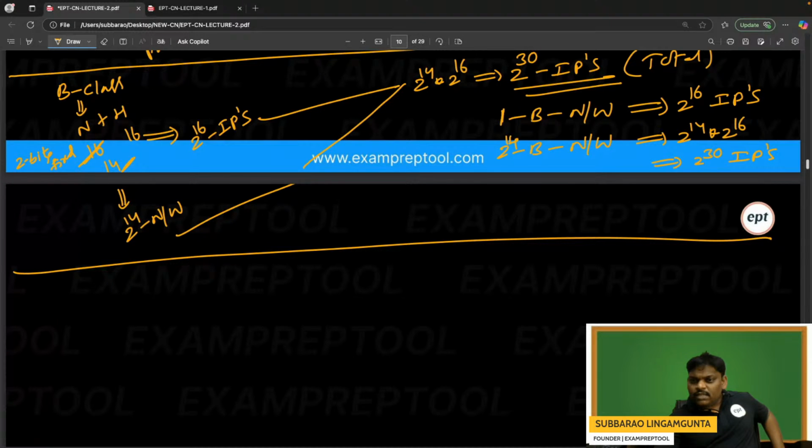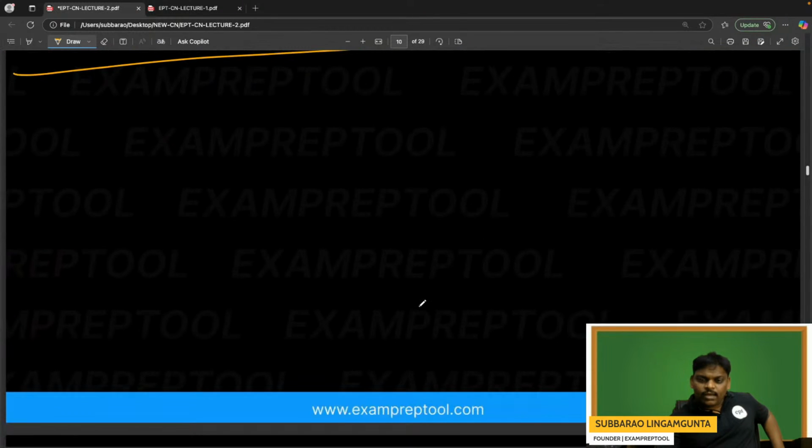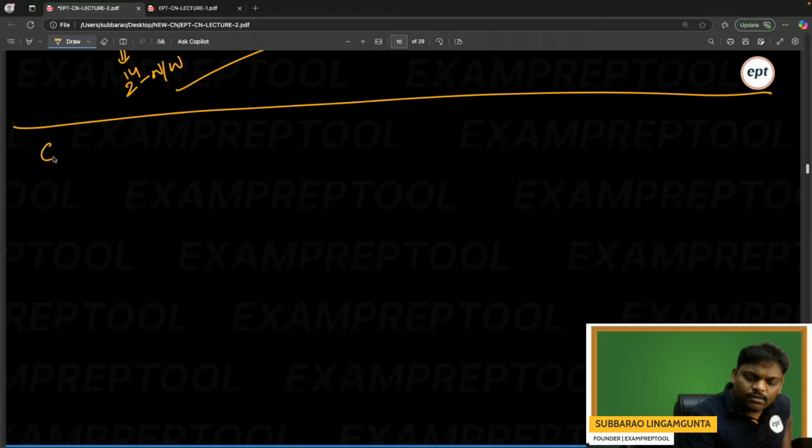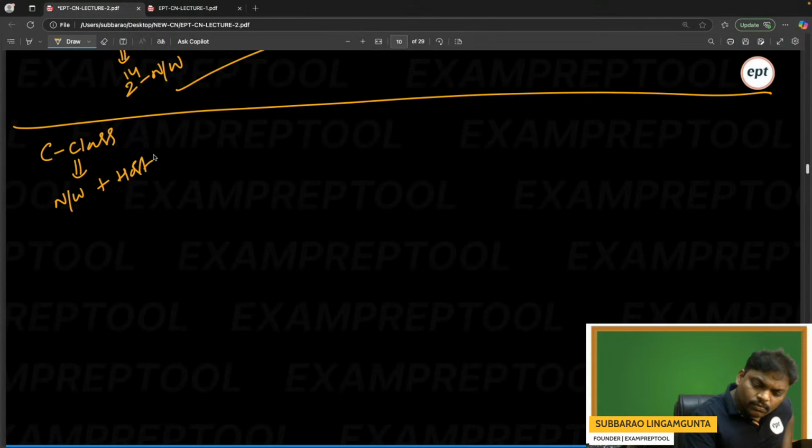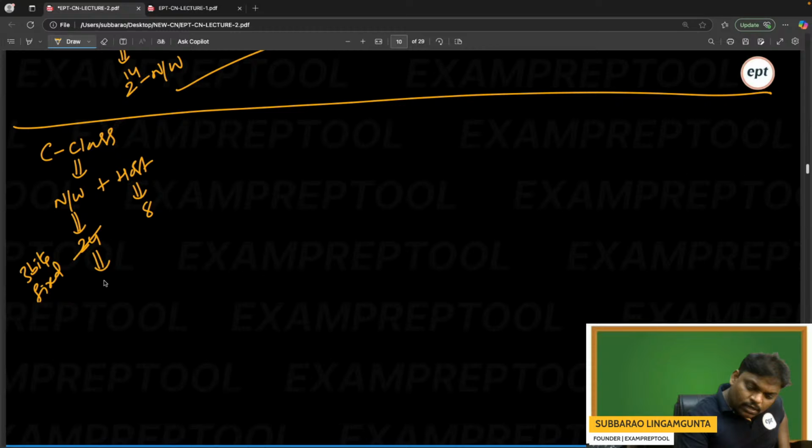Someone is saying class C has 2 power 8 IPs, right? So I am checking class C now. Everyone see here. If you see class C, network plus host. The network is 24 and the host is 8. In the 24, 3 bits are fixed, so it goes to 21.